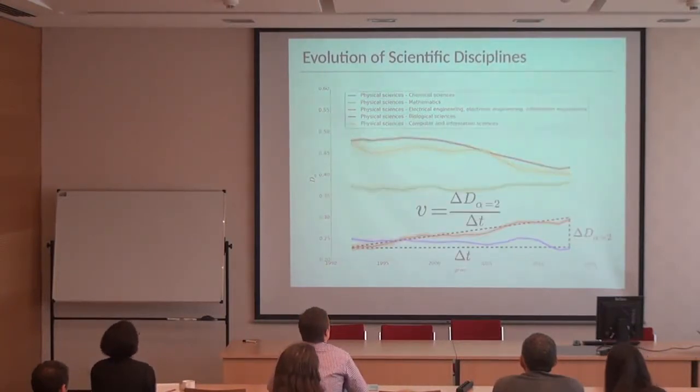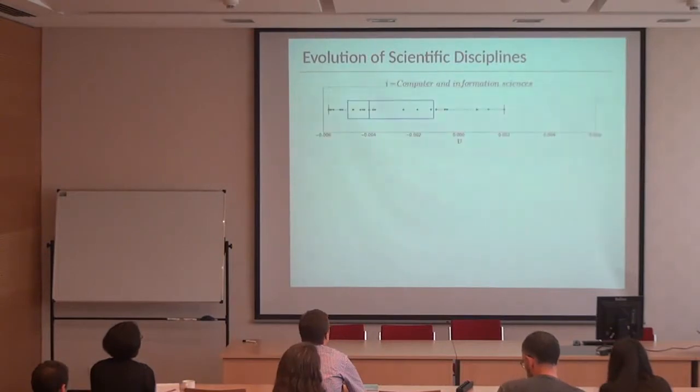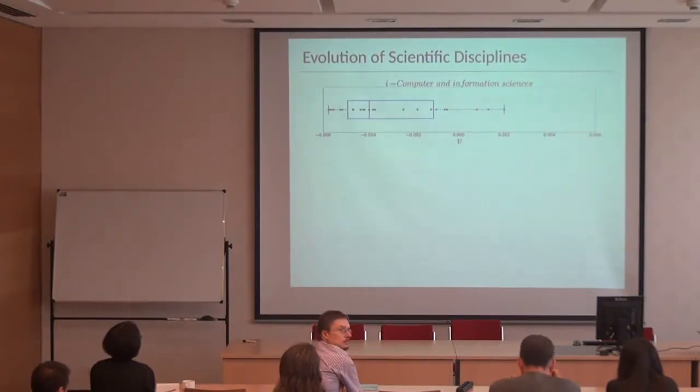And one can do a more systematic analysis by looking at, for every pair of fields, the average: are they on average converging to each other, or diverging from each other? So what is the change in their relation? And here we looked at particular cases, the case of computer science, how it changes with respect to all the other fields present in our data set. So each black dot means how does that discipline or field change with respect to computer science.